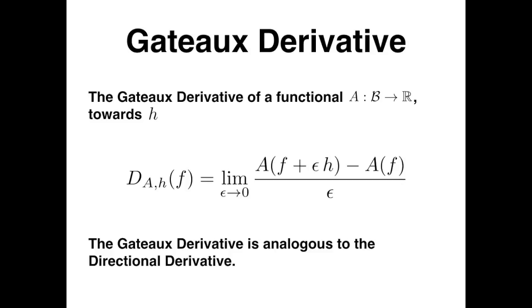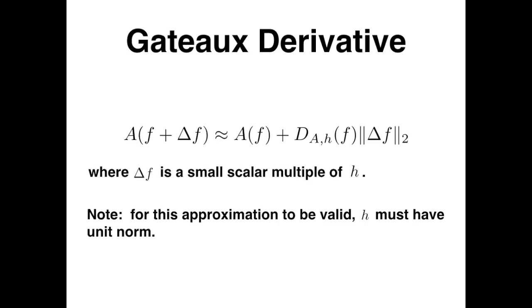Again, the Gateaux derivative is analogous to the directional derivative. And we say, what is the derivative of A at f in the direction of h? This again agrees with our intuition like the directional derivative did before. A of f plus delta f is approximately equal to A of f plus the Gateaux derivative evaluated at f times the norm of delta f, where delta f is a small scalar multiple of h. And for this approximation to be valid, h must have unit norm.